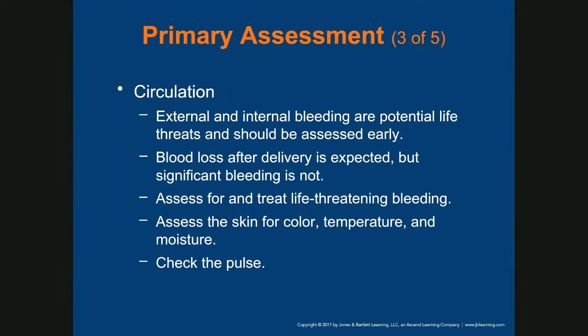Circulation, definitely you need to be looking for signs of external and internal bleeding, right? Because this can be potentially life-threatening, so you need to assess this early. Blood loss after delivery is expected, but significant bleeding is not. Assess for and treat life-threatening bleeding. Assess the skin for color, temperature, and moisture. Check the pulse. So the ABCs, so far everything seems kind of similar to your adult patients, right? So far.